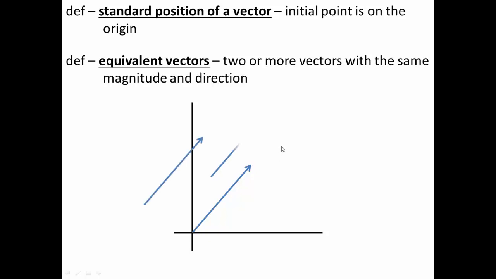I can draw multiple vectors on the screen. These are all the same vector. Just because they occupy different locations does not make them different vectors. As long as they are the same magnitude and the same direction, then they are the same vector. Only one of them is in standard position, the one with its initial point at the origin, but all of them are the same vectors.